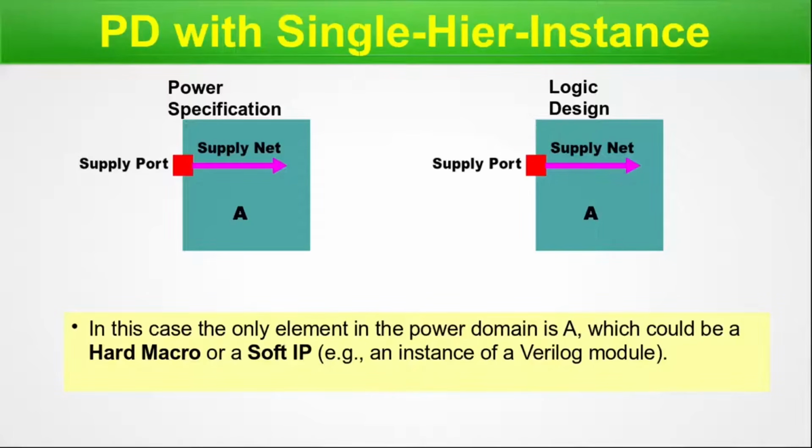In this case, the only element of the power block is A, which could be a hard macro or a soft IP. That is an instance of a Verilog module, as I have explained. So the purpose of this slide is done. Let's move on to instance with child elements.